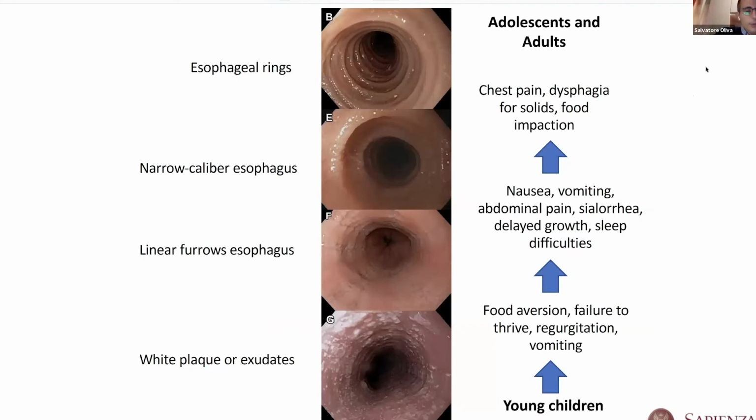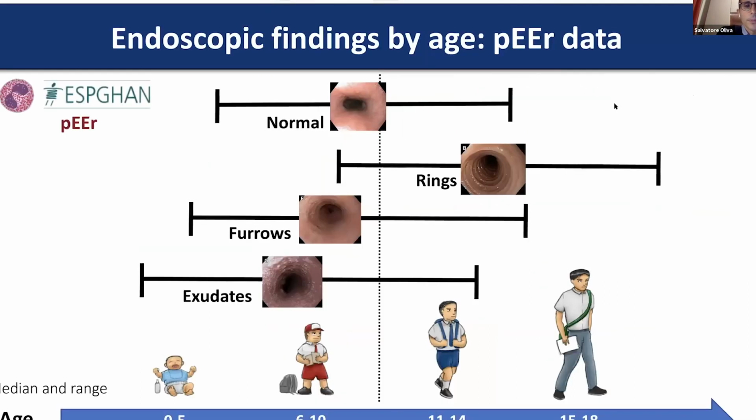So for symptoms, and even for endoscopy, the story can change over time. In younger kids, probably you will see more exudate or inflammatory findings, while in adults you will find more stricture and fibrotic process. And this was also found in our registry. As you can see, in kids less than 10 years of age, we found more exudate and furrow, while rings were more common in older kids.